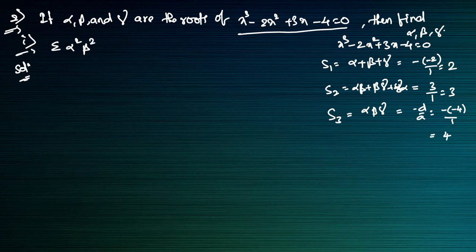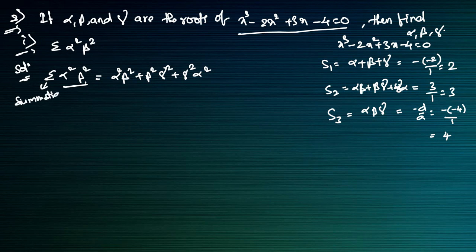Now the solution of the first part. Here we need sigma alpha square beta square, which is alpha square beta square plus beta square gamma square plus gamma square alpha square. This is the summation of alpha square beta square, and this is the total. Now we can write it like this.